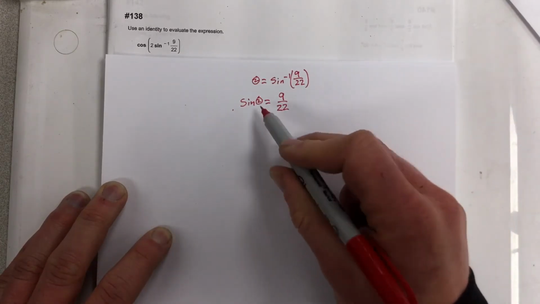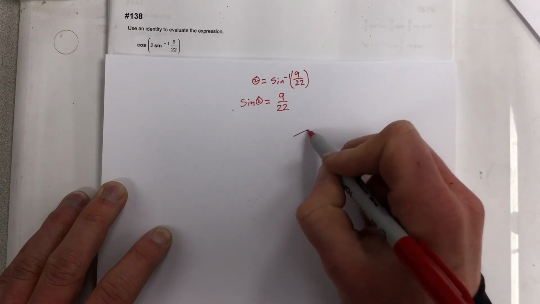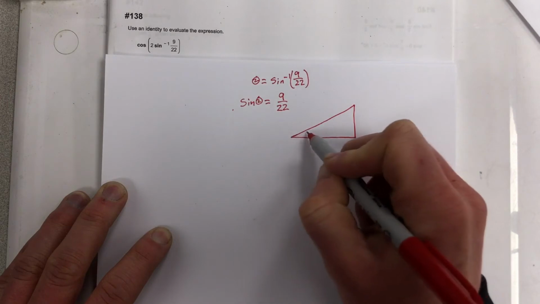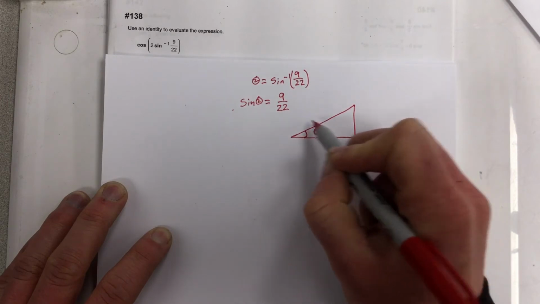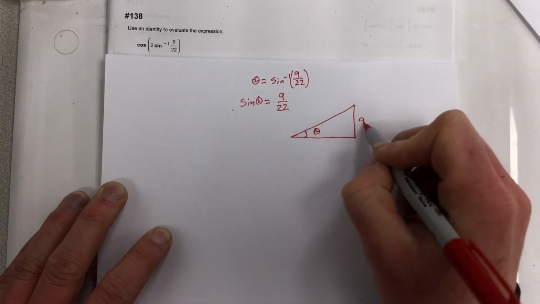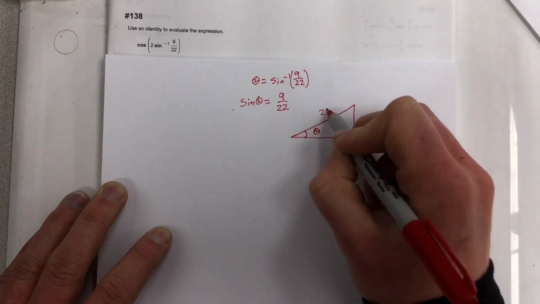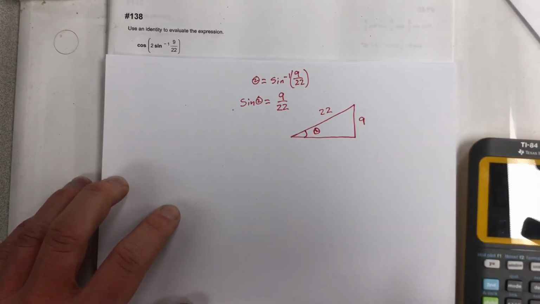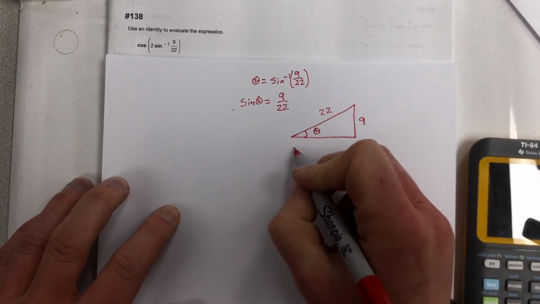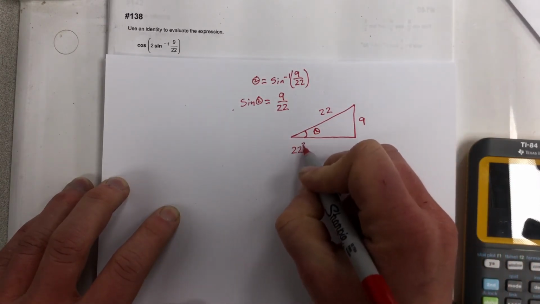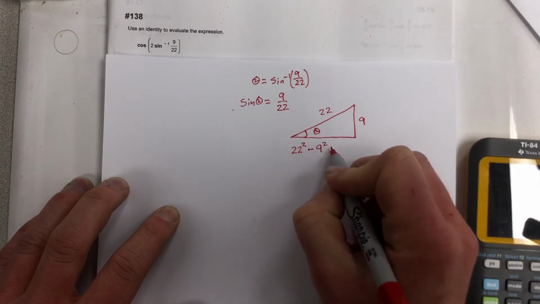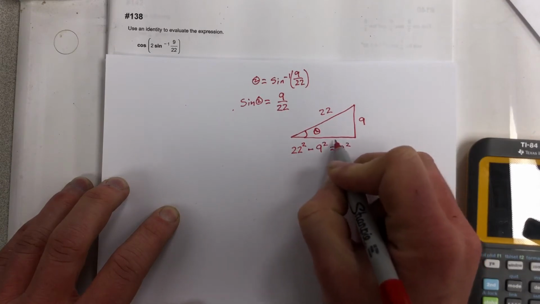I'm now going to draw this triangle. Theta here. If I have sine theta equals 9/22, this would be 9, and this would be 22. I'm going to do the Pythagorean theorem. So I'm going to say that 22 squared minus 9 squared is equal to this a squared piece right here.